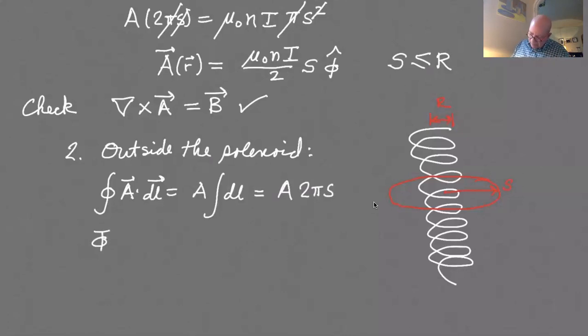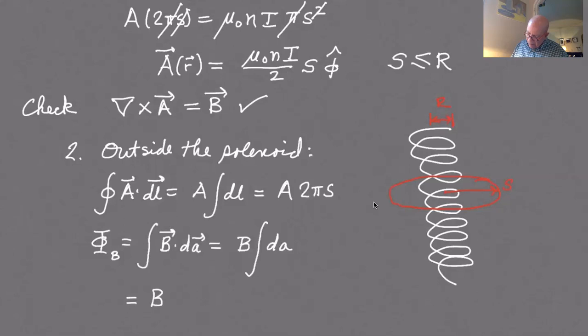The flux now is the integral of B dot dA. Again, B is going to be constant, and dA is going to give us now B times pi r squared.